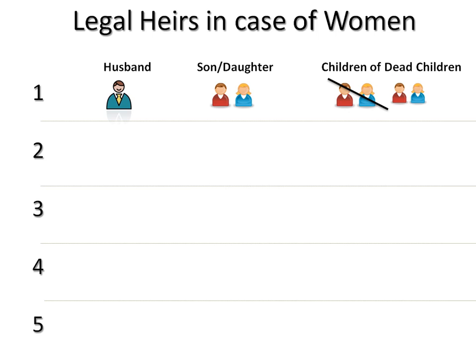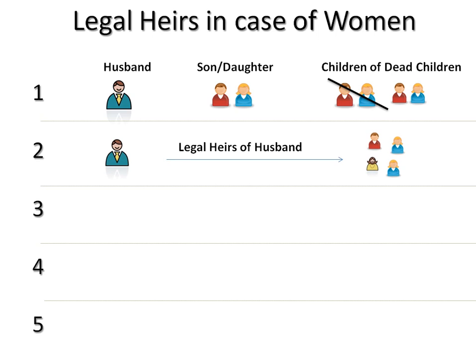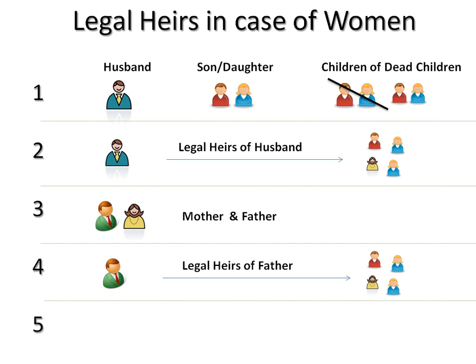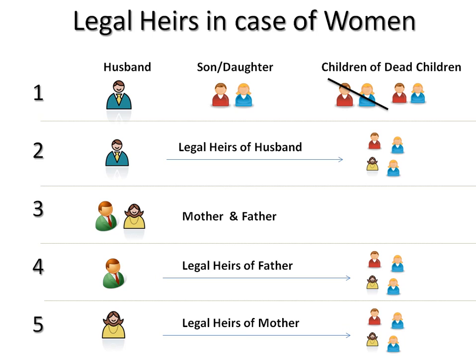If these three are missing, if there is no one in the first category, then the second one comes into picture, that is legal heirs of husband. If there is no one in the second category, then mother and father, and then legal heirs of father, and then at last legal heirs of mother. Note here that this is the hierarchy in which it is divided.